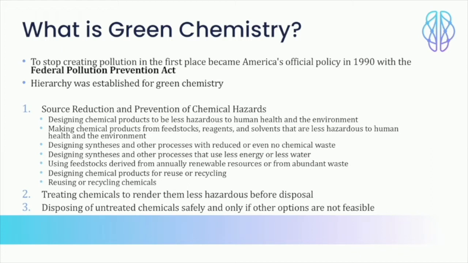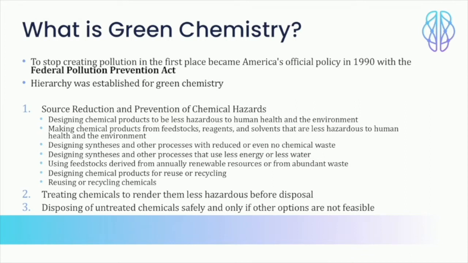Now, the aim of source reduction as a result of green chemistry, so source reduction is a key word, is to reduce the hazards to overall improve public health and environmental outcomes. So Section 2 of the Federal Pollution Prevention Act gives us a hierarchy for how we can accomplish this concept of green chemistry.